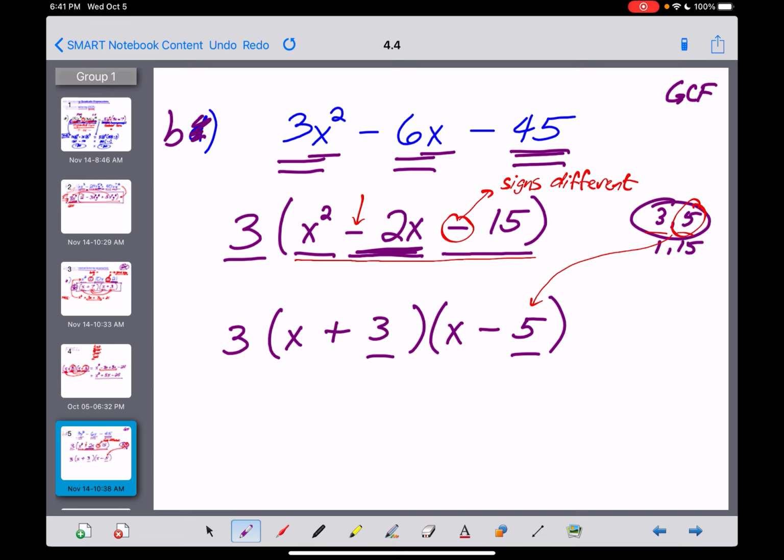Now, if this had been, don't change this, guys, if this had been a plus right here, then it would have been plus 5 and minus 3. Okay, so I think we got it right. In fact, I know we do, so let's box it up.